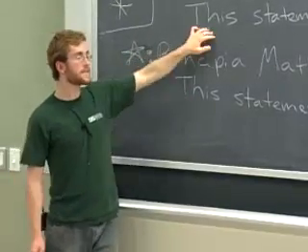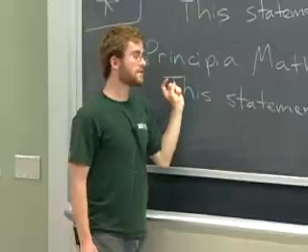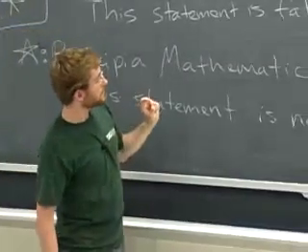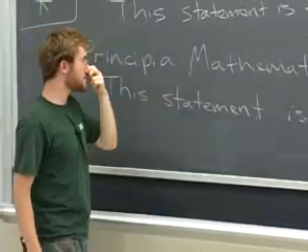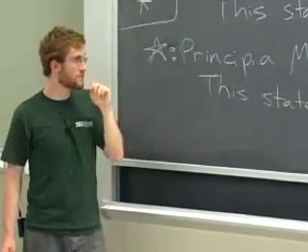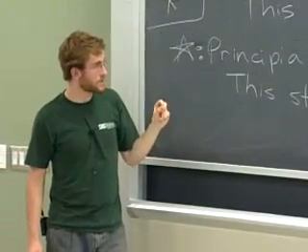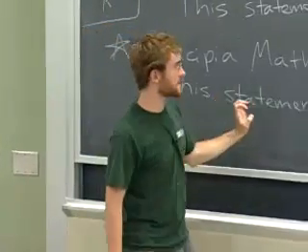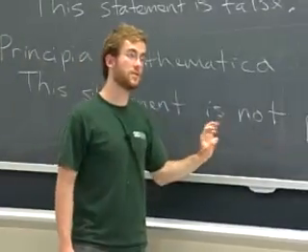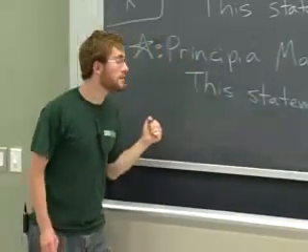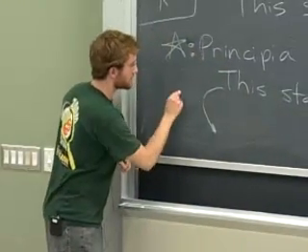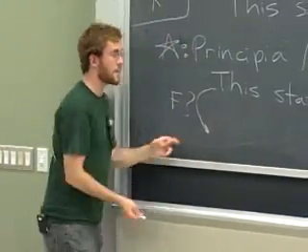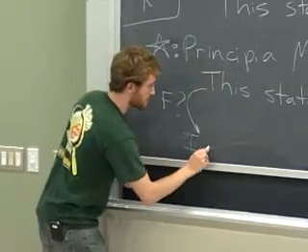It's not like the liar sentence, because what happens if this statement's false? Well, if it's false, then whatever it says about itself is not true. So that means it's provable. So if we say it's false, then that means it is provable.